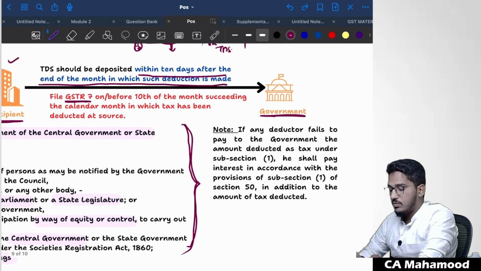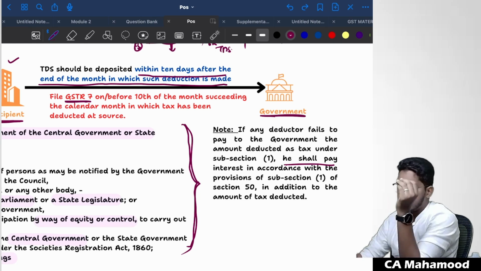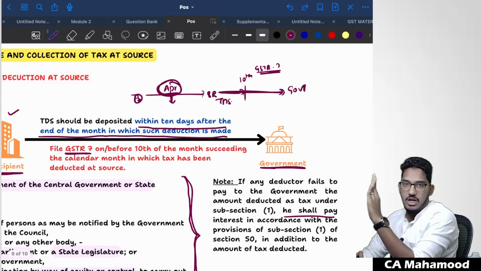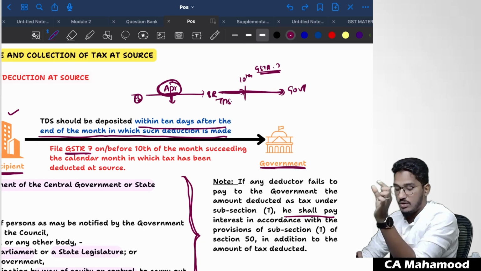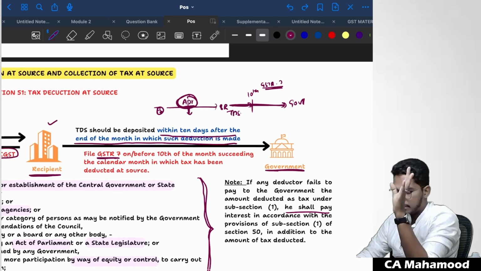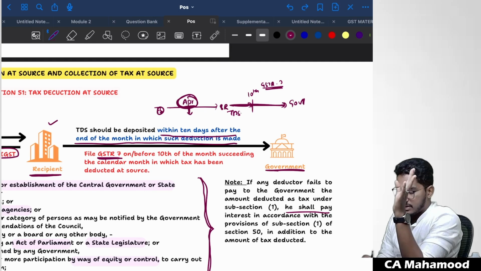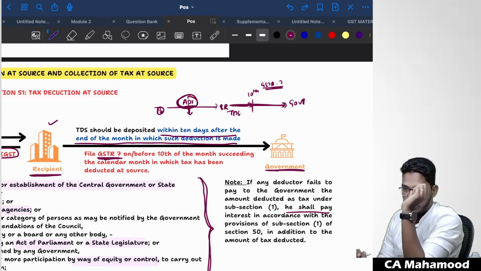Sir, what will happen if the recipient is not paying the TDS within 10 days from the end of the month? If any deductor fails to pay the tax to the government within the time limit, then whenever he is paying, he has to pay along with interest. If you pay within 10 days from the end of the month, no interest, nothing. If you make any delay, you have to deposit that TDS amount along with interest. Clear everybody?